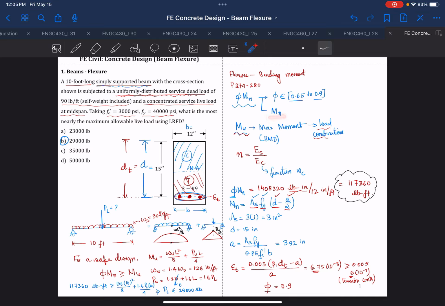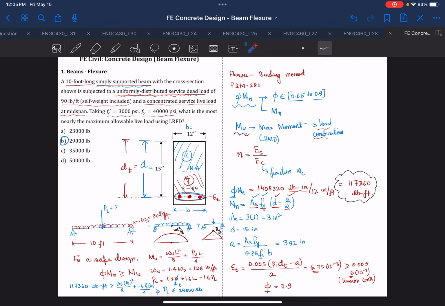And then Mn uses this equation, and all you need to know is: do you know the area of steel, do you know d, do you know a? And a is your equivalent depth, and it is also given here for your equation.